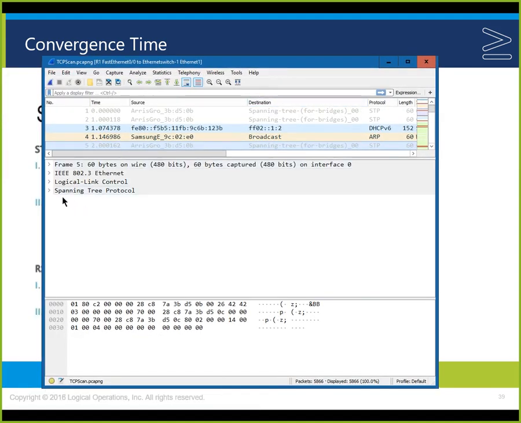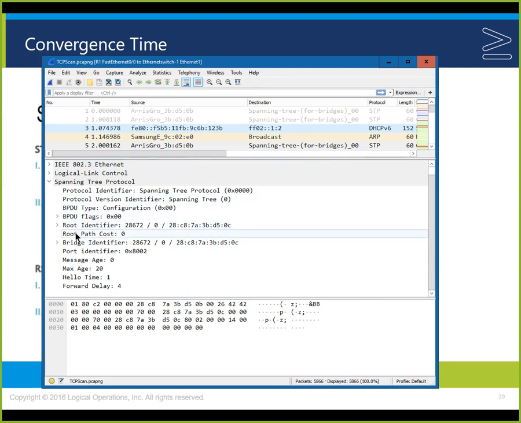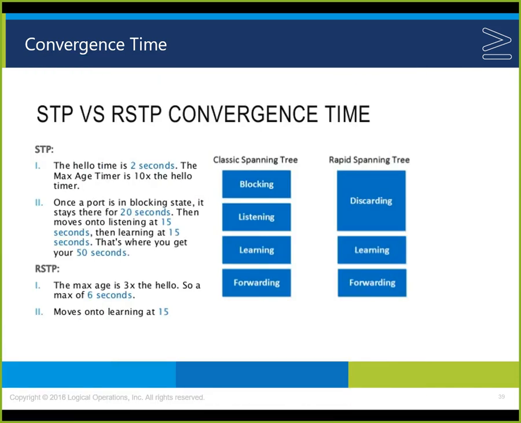In Rapid Spanning Tree, the hello time for this one is much lower, 1 second, and then we had 2 seconds on the other one. Hello time 2 seconds. This one's configured for 1 second. A lot of this stuff is configurable so that you can speed things up.